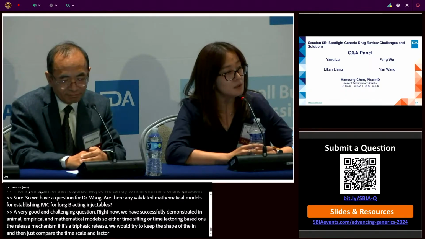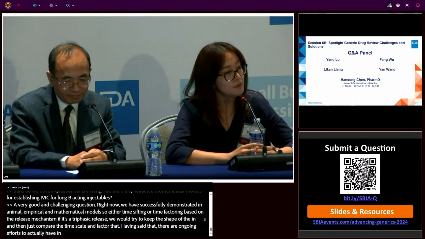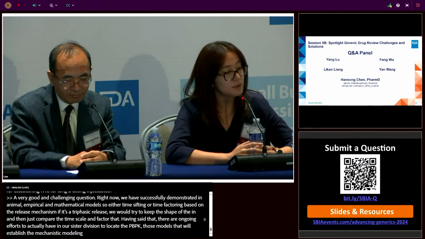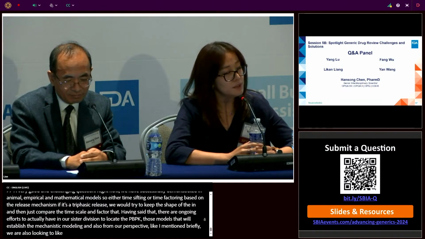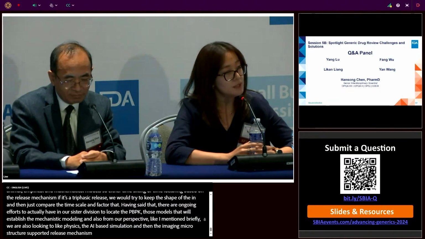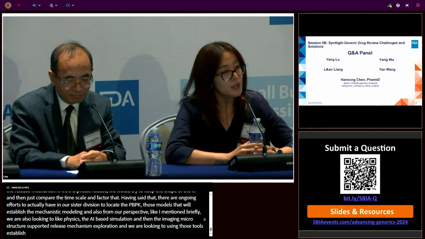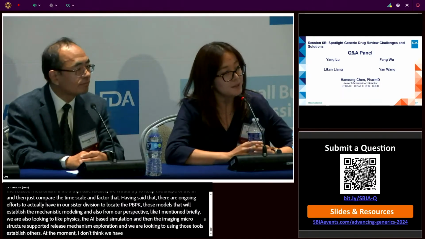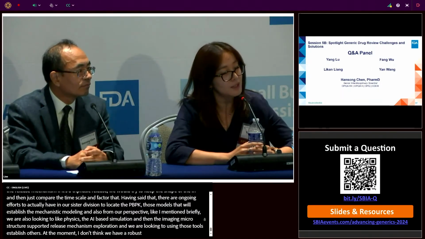Having said that, there are ongoing efforts in the sister division, DQMM, to look into PBPK, for instance, to establish IVIVC through mechanistic modeling. And from our perspective, as I mentioned briefly, we are also looking into physics and AI-based simulation, and imaging of microstructure to support release mechanism exploration. We are looking to use those tools to establish IVIVC. But at the moment, I don't think we have a robust validated mathematical model that can fit all products.